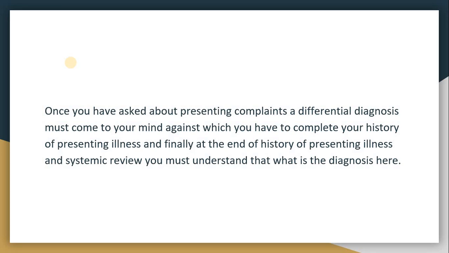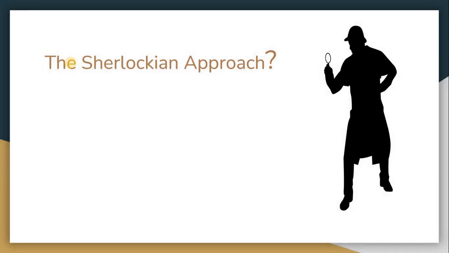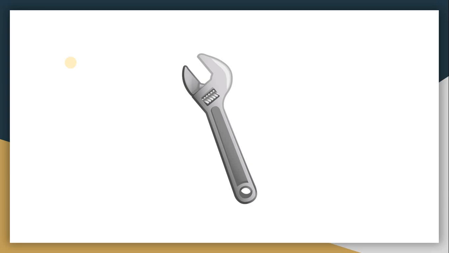So again, once you have asked about the presenting complaint, a differential diagnosis must come to your mind, against which you have to complete your history of presenting illness. And finally, at the end of the history of presenting illness and systemic review, you must understand what the diagnosis is, right? It is actually a Sherlockian approach. You dig into every complaint and the association of that complaint, not ignoring the minor details. The minor details are what lead you to the actual problem, the issues, and then the diagnosis.